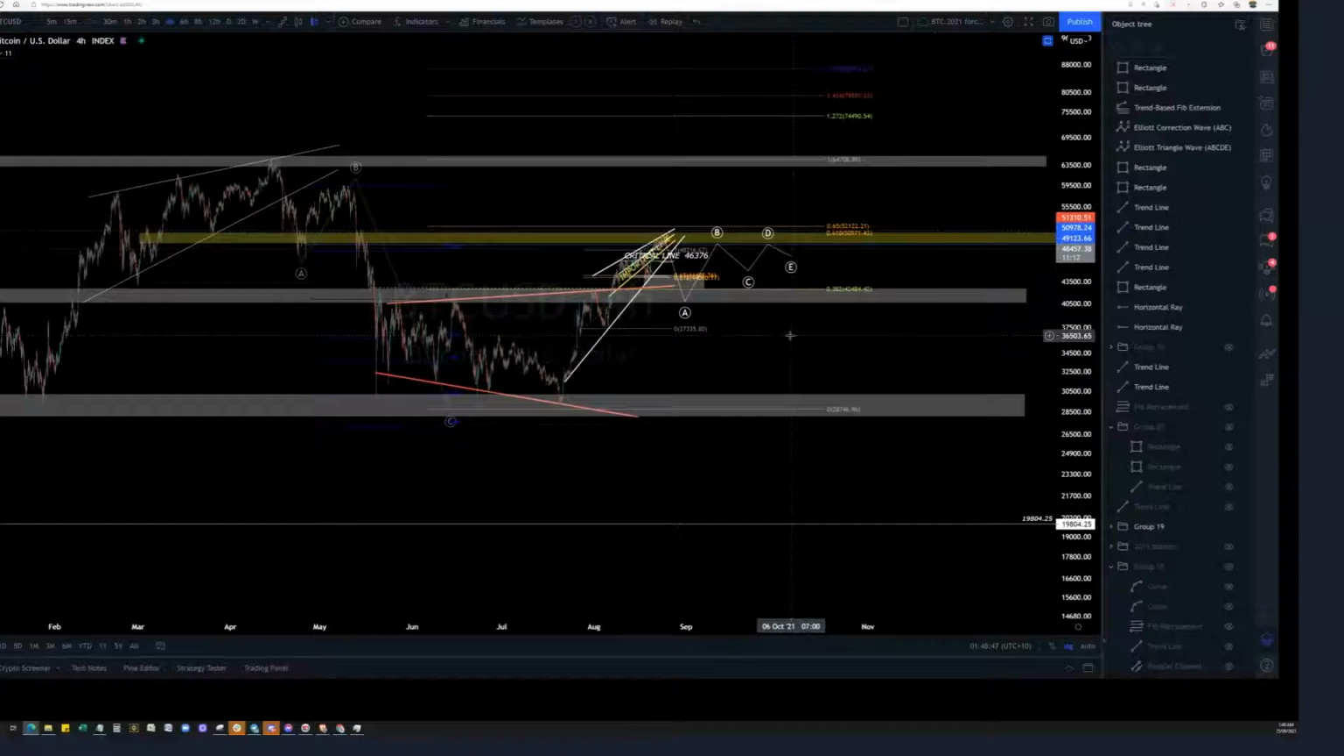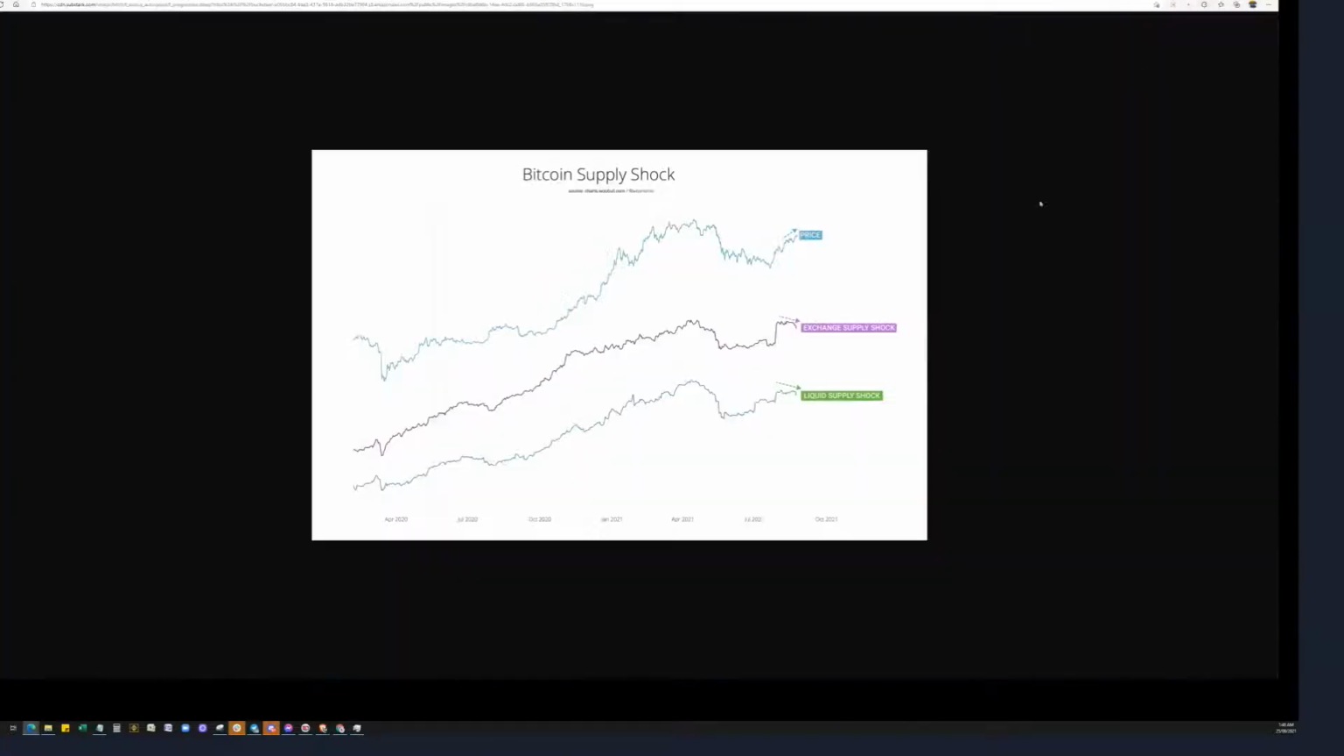Okay, so this is what we got. Now, here's the thing that you probably haven't seen, and I'm going to drag it out. Here we go. This is the supply shock, and basically what it says is that prices are going up while the supply shock is dropping, which is a bearish divergence in another way. The supply side of the market is going up, and the demand versus supply for the investors is dropping.